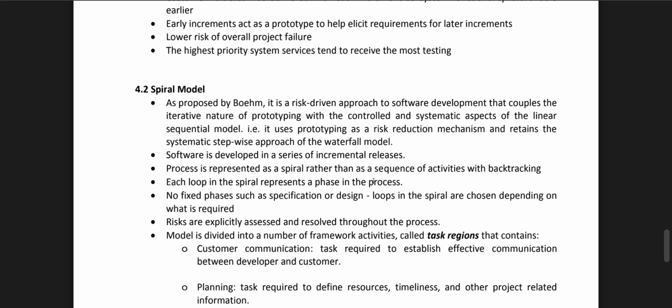Spiral model, as proposed by Boehm. It is a risk-driven approach to software development that couples the iterative nature of prototyping with the control and the systematic aspects of the linear sequential model. It uses prototyping as a risk reduction mechanism and retains the systematic stepwise approach of the waterfall model. Software is developed in a series of incremental releases. The process is represented as a spiral rather than a sequence of activities with backtracking.